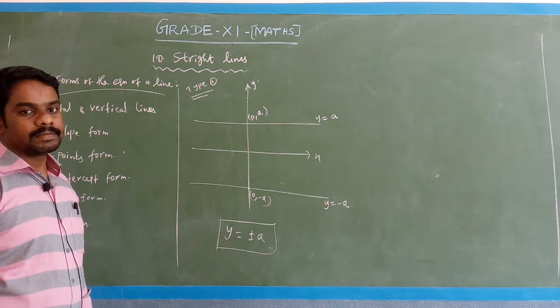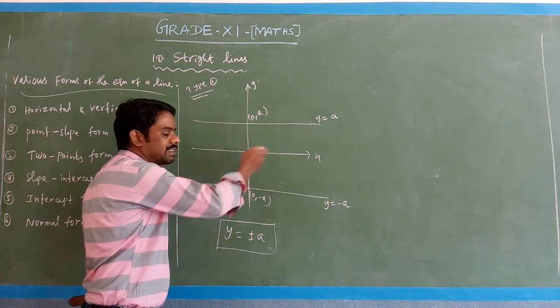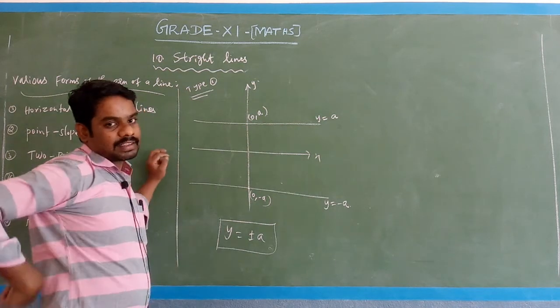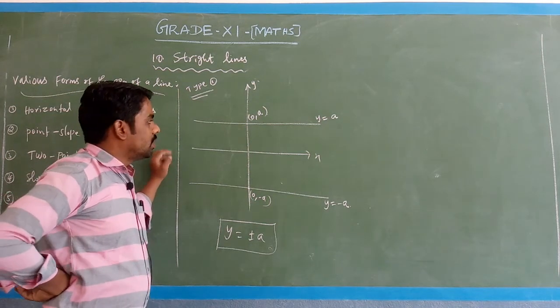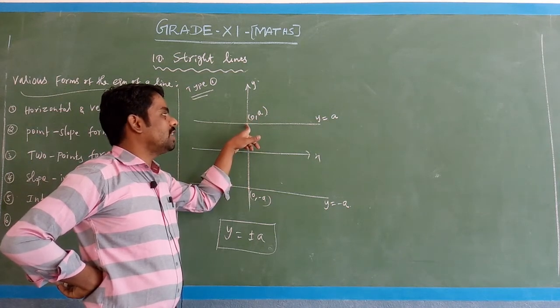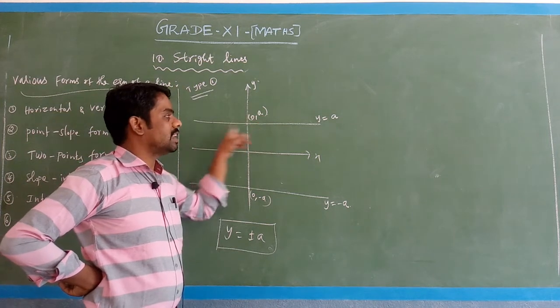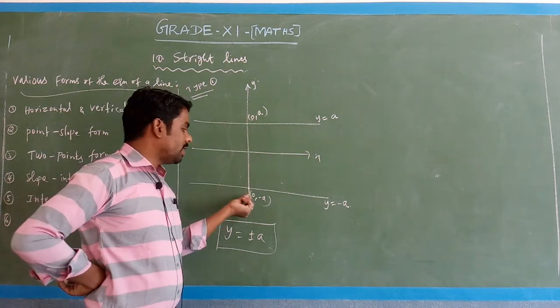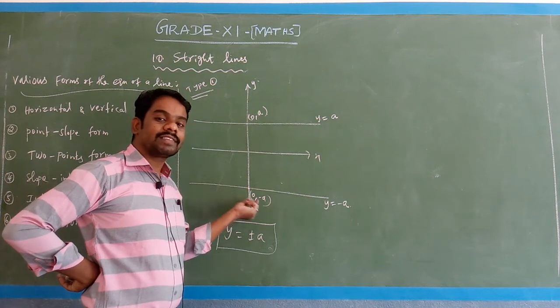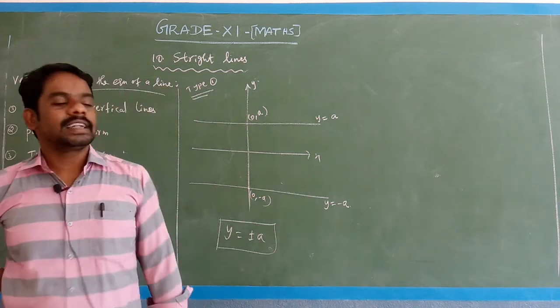Here the point is 0 comma a, so this line is parallel to the x-axis. This line passes through 0 comma a, so here the x value is 0 and the y value is plus a, so this line is y equal to a. Here the y value is minus a and the x value is 0, so y equal to minus a. This is a horizontal line.